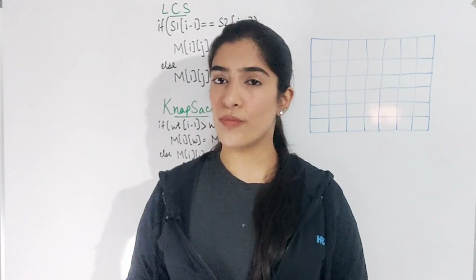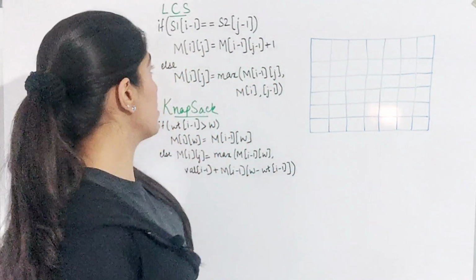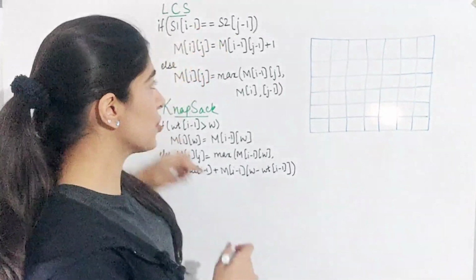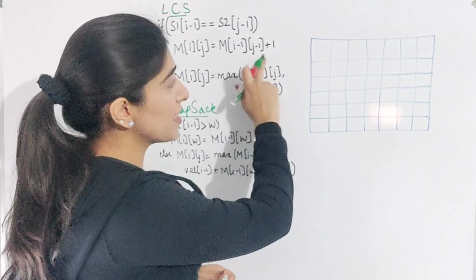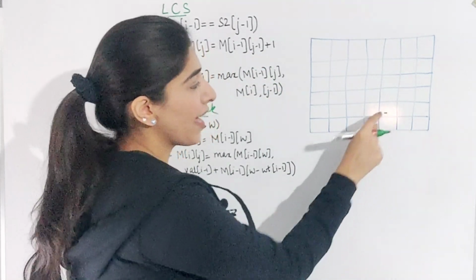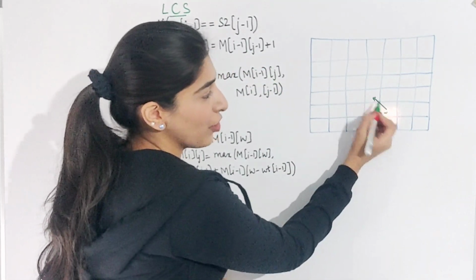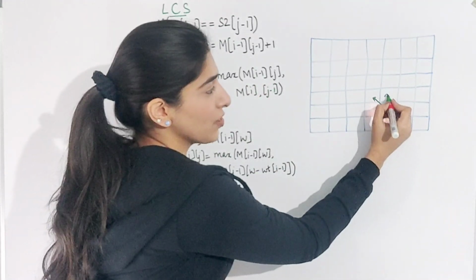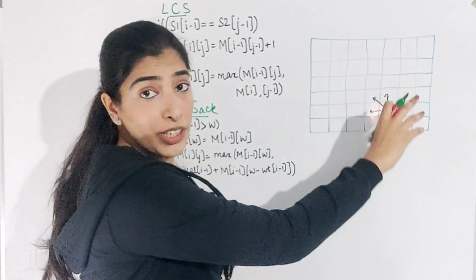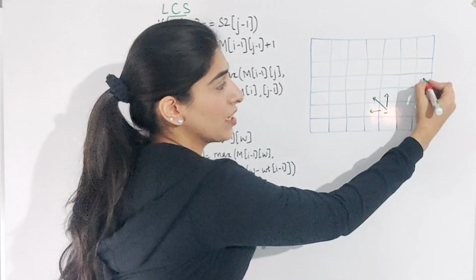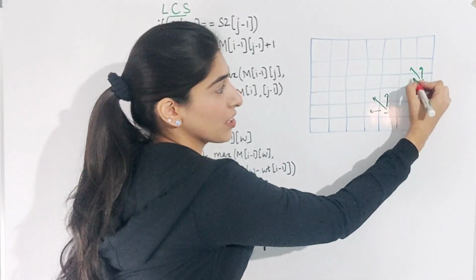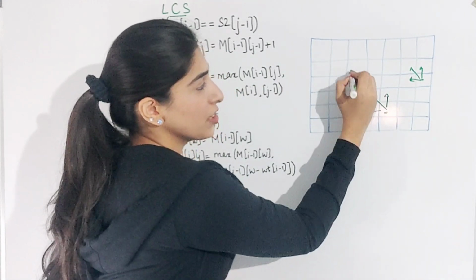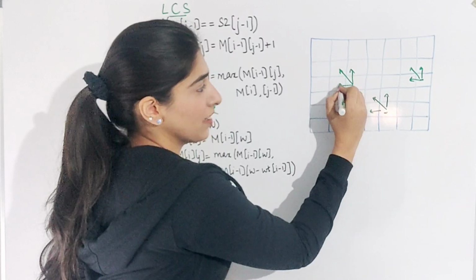All these questions have a common pattern in them. To find that, I have written the formula for LCS and knapsack. So what do we do in LCS? If a condition is true, then we get the value from its diagonal value. So if I am at this box and if the condition is true, I will get the value from here and add one, right? Otherwise, I'll get the maximum of these two values, this value and this value. And this will be true for any box. So if I am at this box, I will need these three values, right? These three values can determine the value at this box. Similarly, for this box, I will need these three values, right?